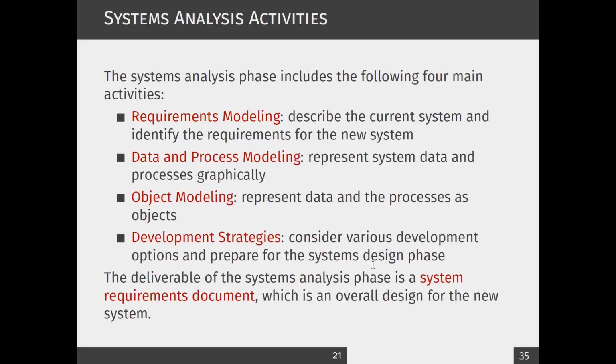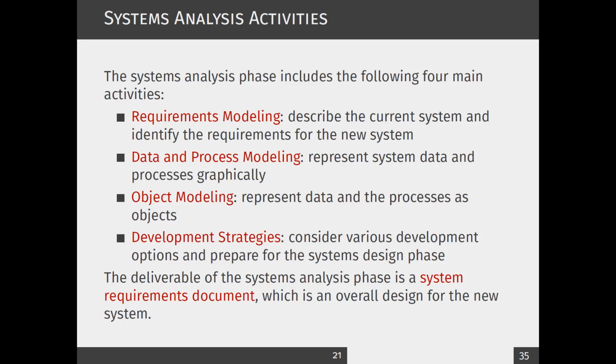So requirements modeling, usually we can say it describes the current system and requirements for the new system. Then we have data and process models. Now that we will discuss later on. Graphically, we are going to look at how the data flows in the process, what the business rules are, and so on.